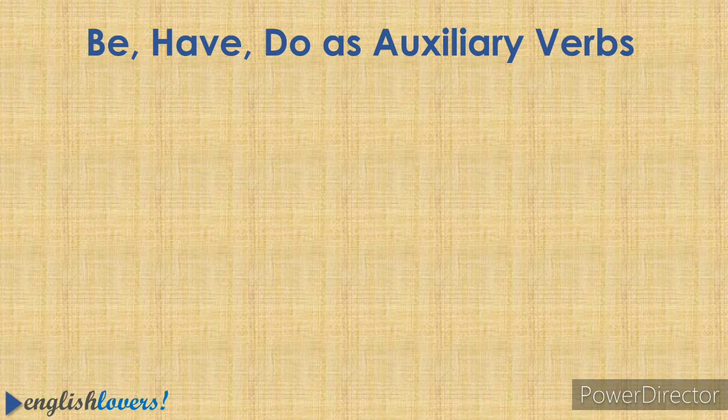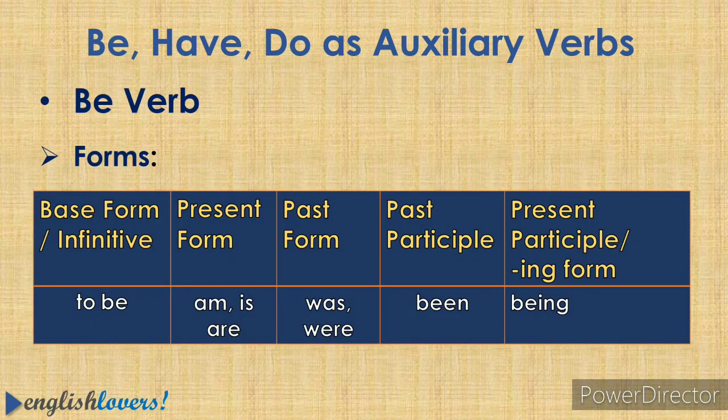Be, have, and do have a very important role to play in spoken language as well as written language. So we are going to study how these verbs function as main verbs in the sentence and how they function as auxiliary verbs or helping verbs in the sentence. So first of all, we will see the verb be.